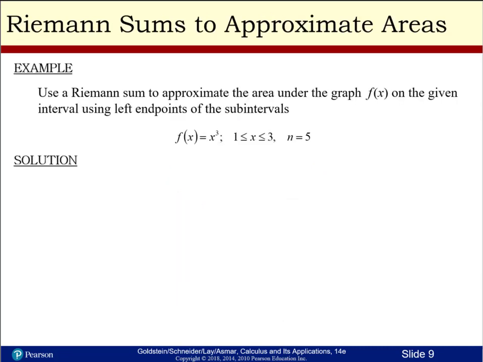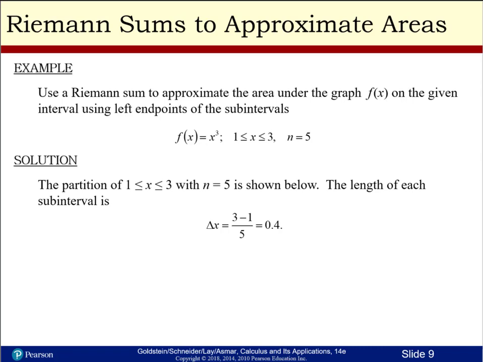So let's use the Riemann sum to approximate the area under the graph of f of x on the given interval using left endpoints for our subintervals. So we're going to use our left endpoints for f of x equals x cubed on the interval from 1 to 3 where n is 5. So if we break up our partition from 1 to 3 with 5 subintervals or 5 rectangles, the length of each, plugging this in, is going to be 0.4.